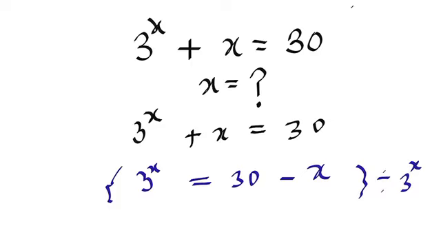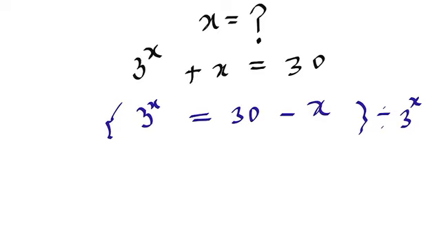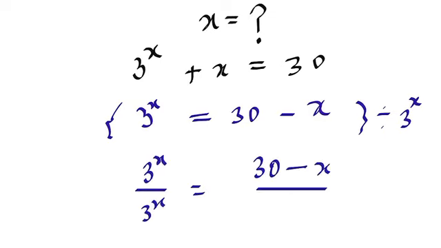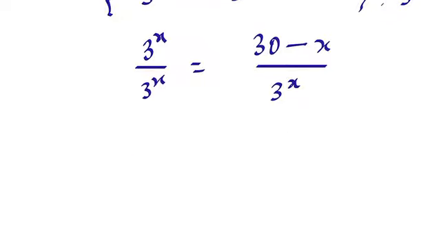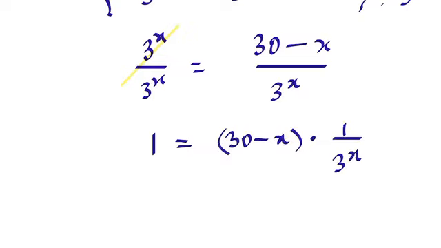So now I'm going to have 3 to the power of x divided by 3 to the power of x equals 30 minus x divided by 3 to the power of x. Alright, so from there, this is going to be cancelled. We're going to have this be 1, then equals 30 minus x, multiplying 1 over 3 to the power of x.